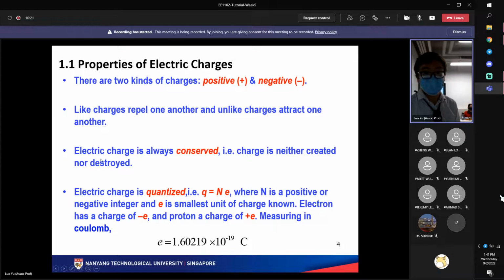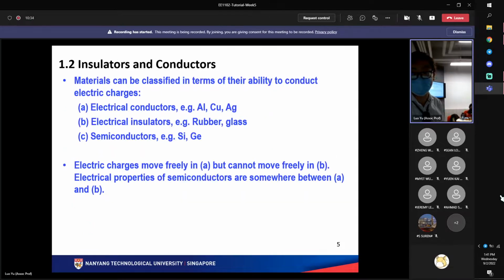So I would say among all this, the third property is the most important one. That is, the charge must be conserved. Our tutorial question 1 concerns this, so I will come back to this point later.